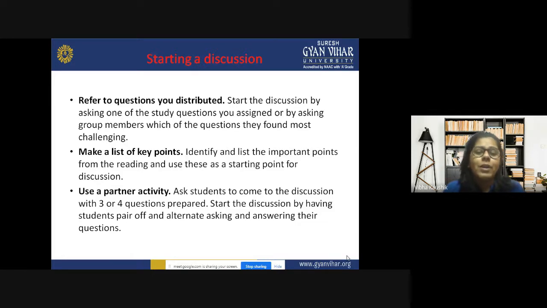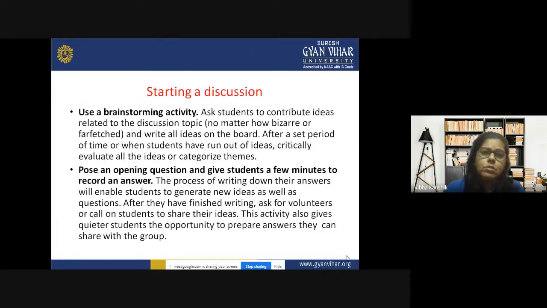Use a partner activity. Ask students to come to the discussion with three or four questions prepared. Now you ask the students to come to the discussion by preparing three or four relevant questions related to that topic. Start the discussion by having students pair off and alternate asking and answering their questions.